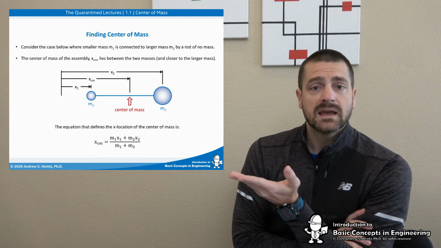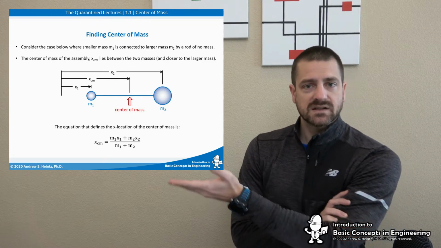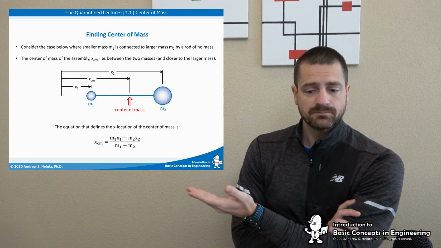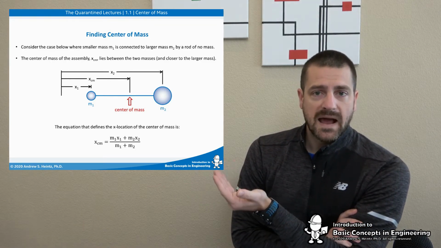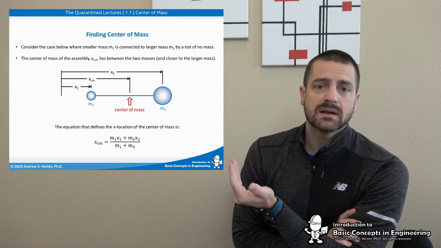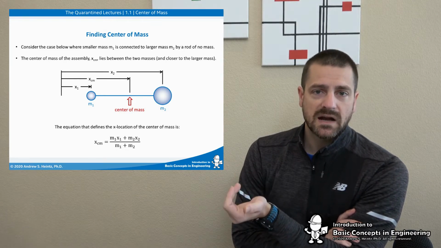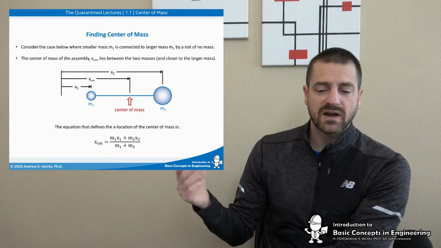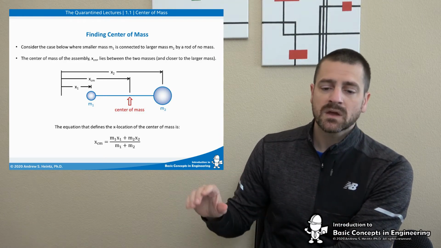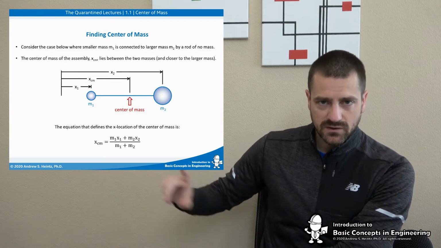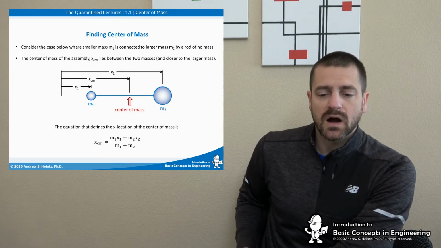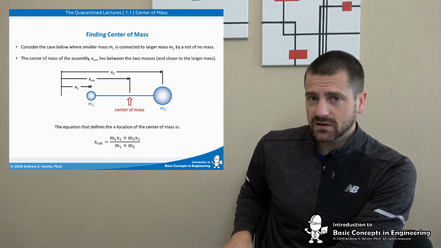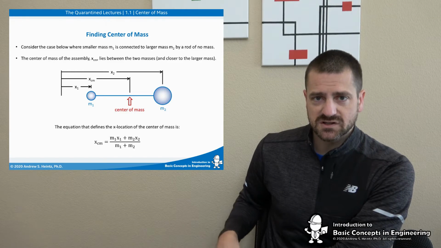of mass would be M1 X1, so the mass of the first one times its position, plus the mass of the second one times its position, divided by the total mass, right? And what we're going to end up finding is that it slowly skews. You also notice here that we have the lines drawn. So I wanted to make it clear here that you can use a reference position as well.